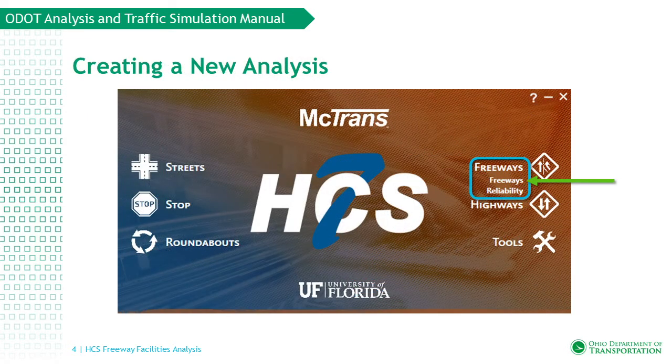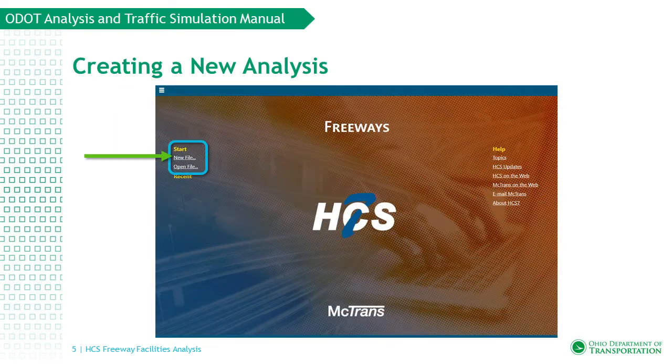After opening HCS, click the Freeways header. Two more options will drop down, Freeways and Reliability. Click on Freeways. Then this screen will open. Under the Start header, click on New File. This process may also be used to open recent files, which will be listed under the Recent header, or Open Other Files by clicking on Open File under the Start header.